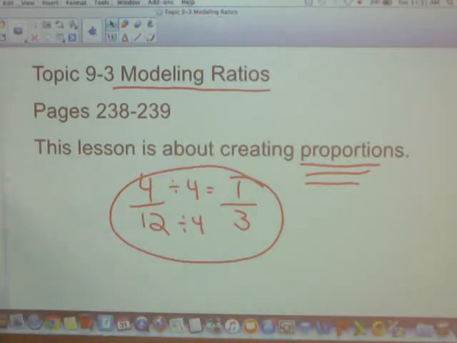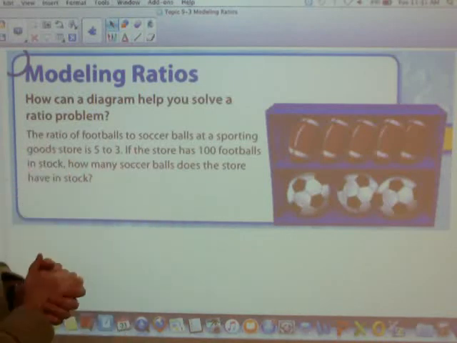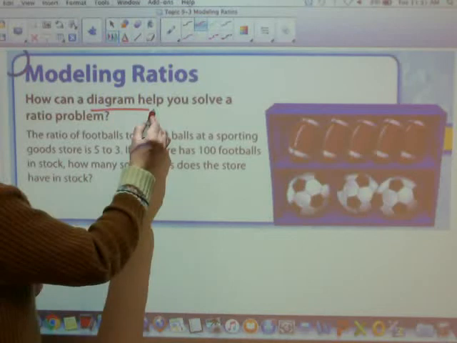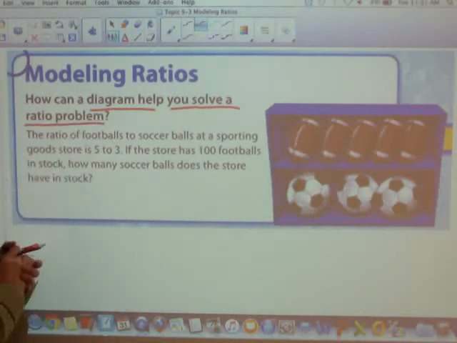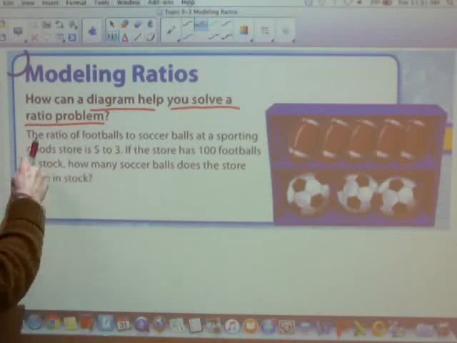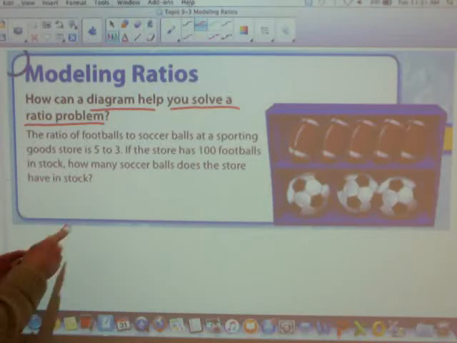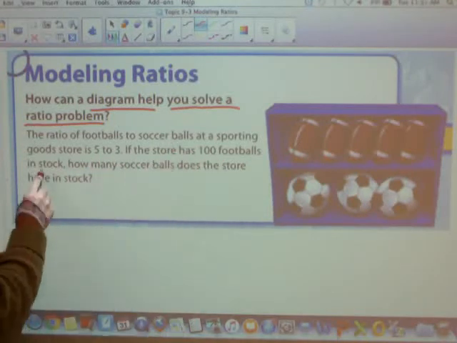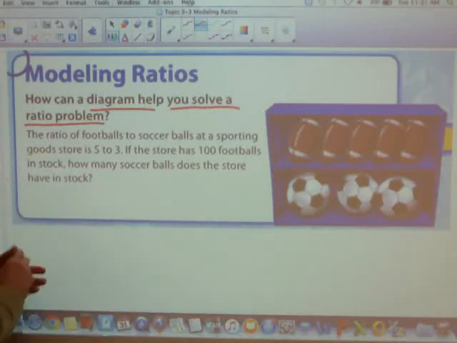So anyways, let's take a look at the situation the book gives us. It asks, how can you use a diagram to help you solve a ratio problem? And then they give us a model problem. The ratio of footballs to soccer balls at a sporting goods store is 5 to 3. If the store has 100 footballs in stock, how many soccer balls does the store have in stock?